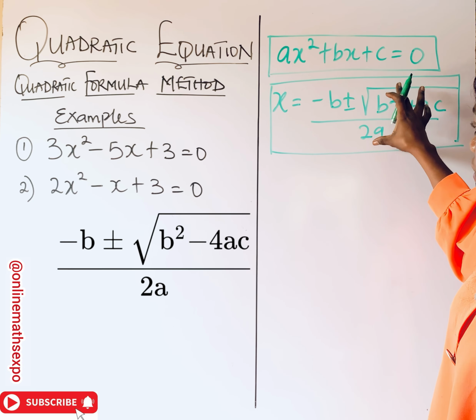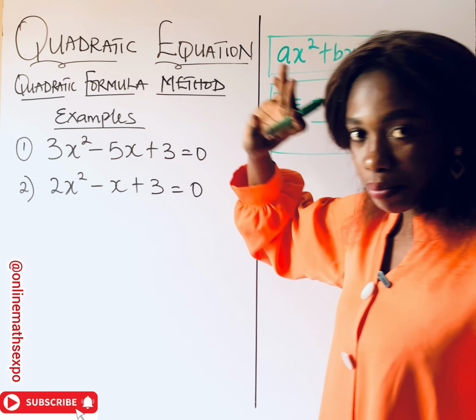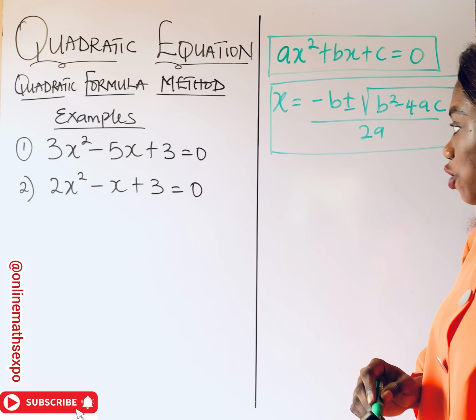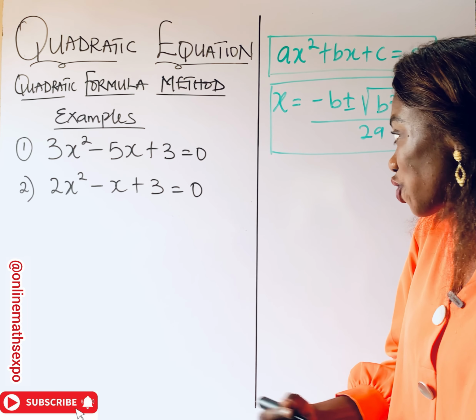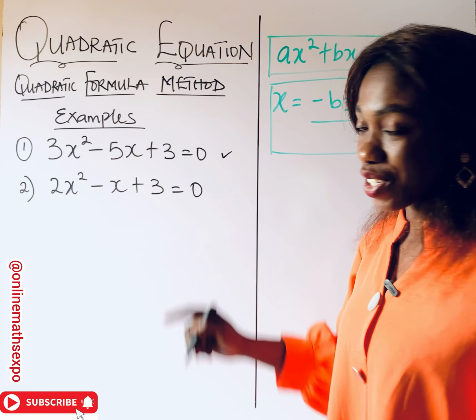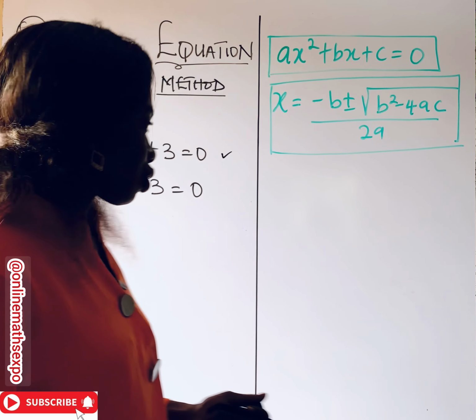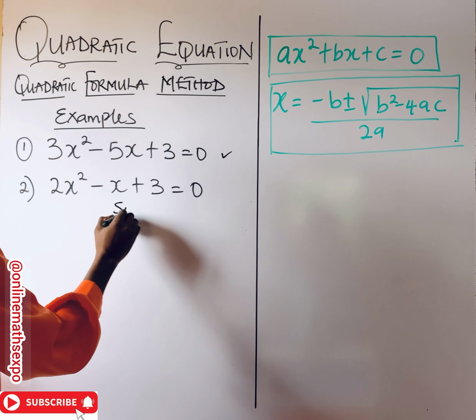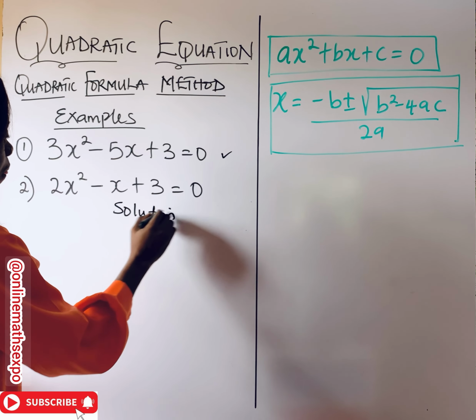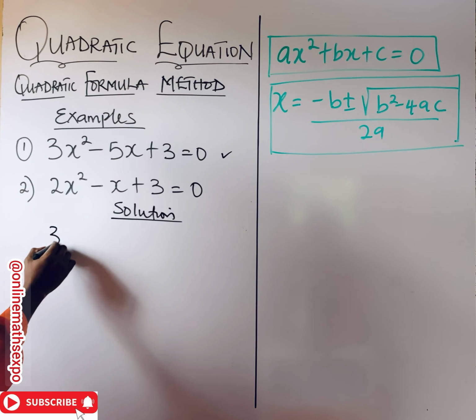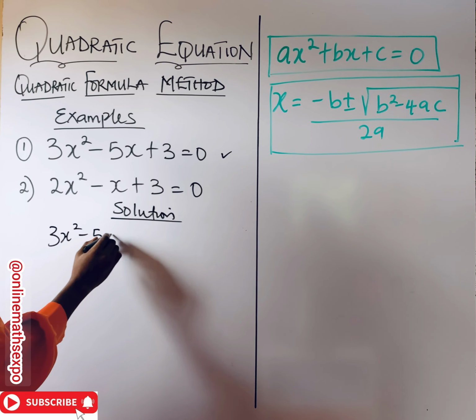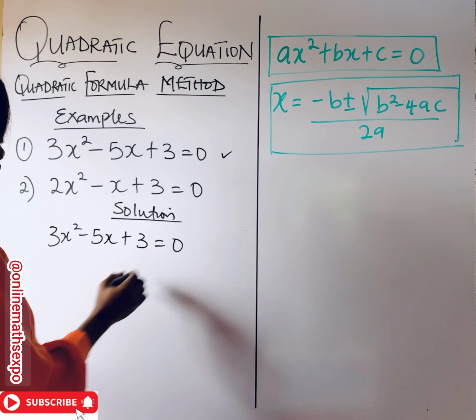Now, to solve this, let's remember what we are given. So we are going to begin with the solution. As usual, I'm going to take the first question. I will leave you with the second one to try. So we are beginning with the solution. We have 3x squared minus 5x plus 3 is equal to 0.